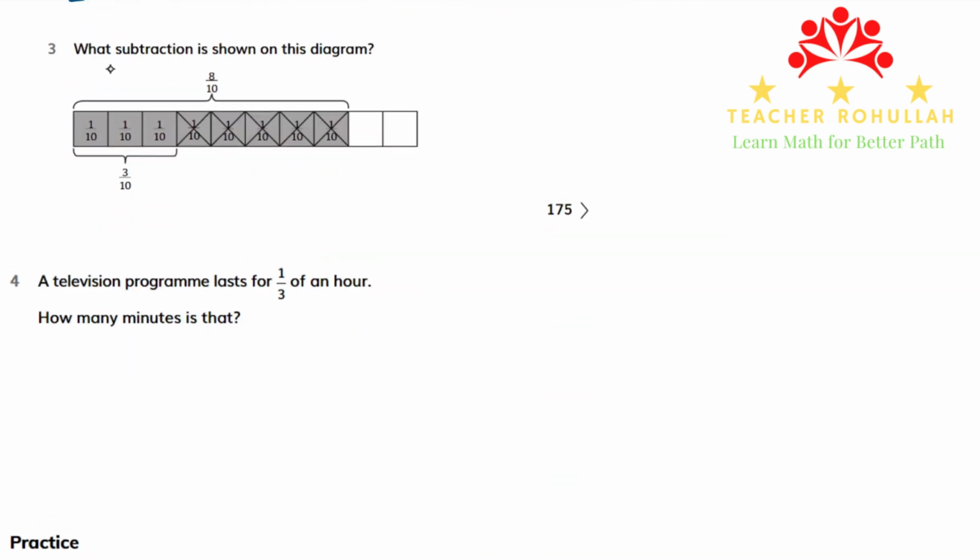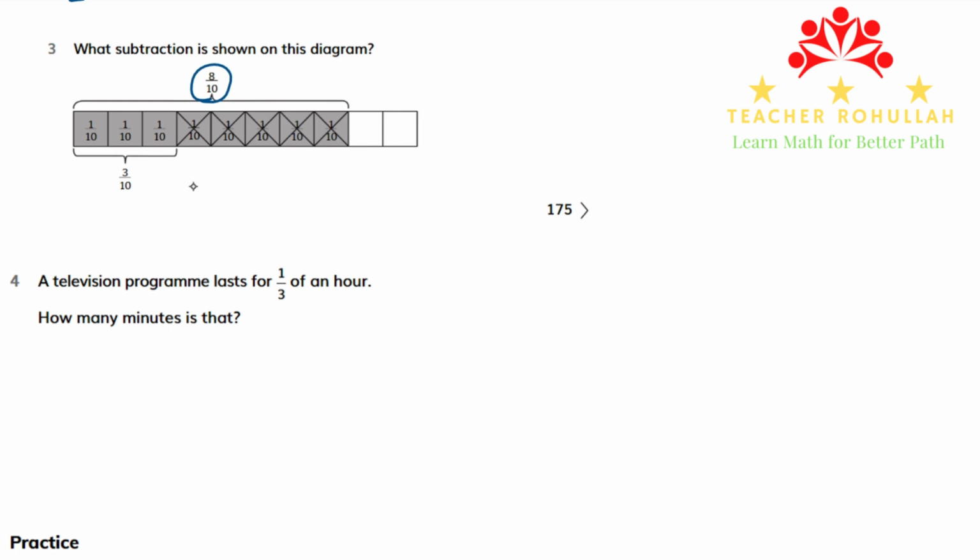In question 3, it says, what subtraction is shown on this diagram? As we see the shaded part, the total number of the shaded part is showing 8/10. But the ones which are crossed mean they are subtracted. And the one which is shown here, which is 3/10, is the result of the subtraction.